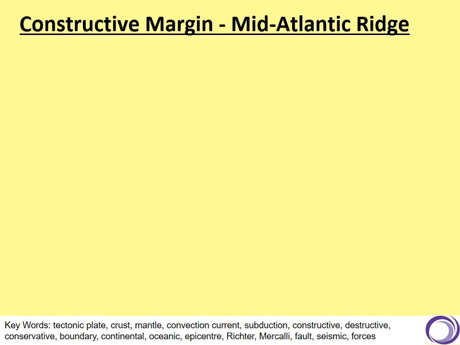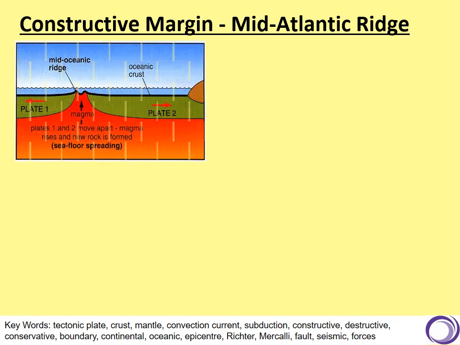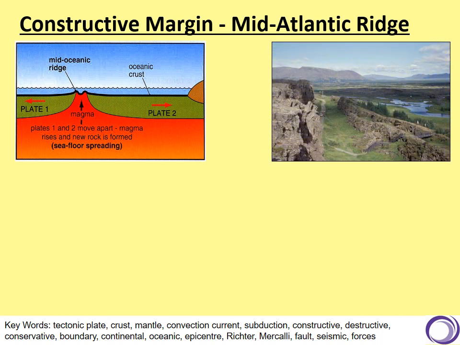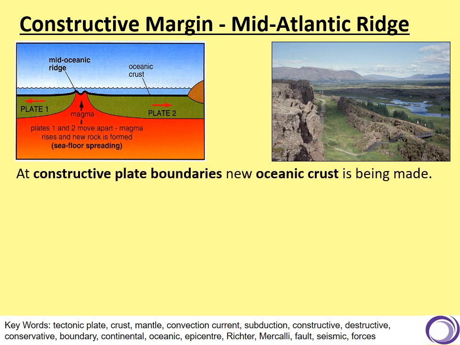So constructive margins, our example here is the mid-Atlantic ridge. Okay. So this is where two plates are moving away from each other. They are both oceanic crust, and as the plates move apart, what happens is that new rock is actually formed. This is known as seafloor spreading. And you can also see the mid-Atlantic ridge running through the centre of the country Iceland. So at constructive plate boundaries, this is where new oceanic crust is being made.